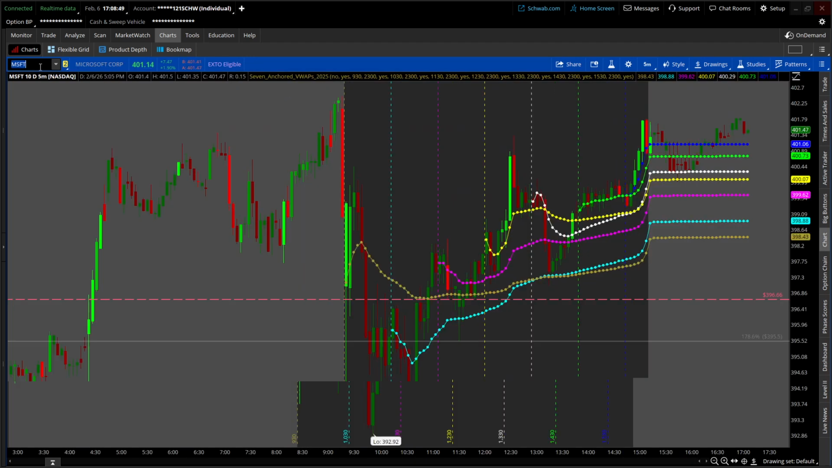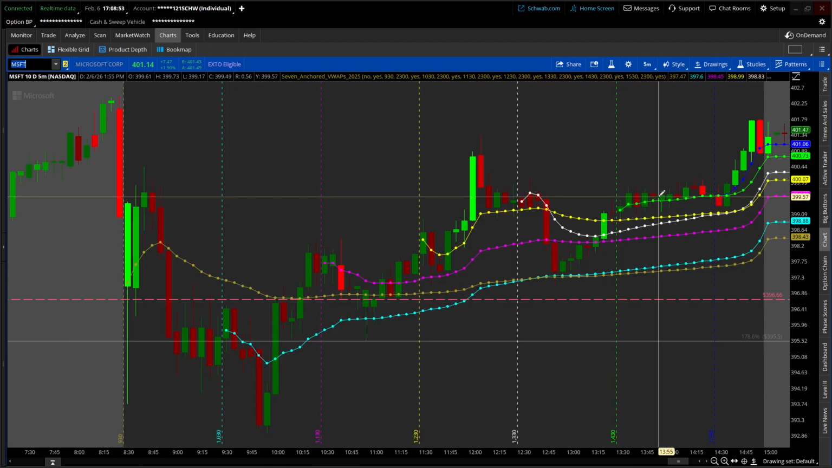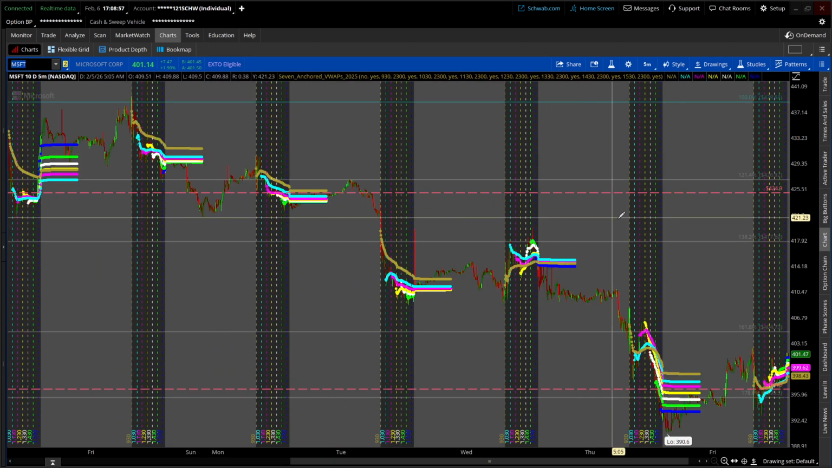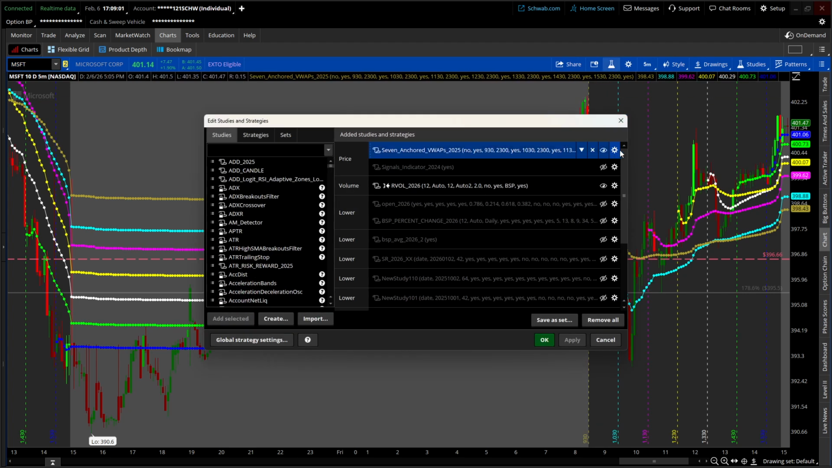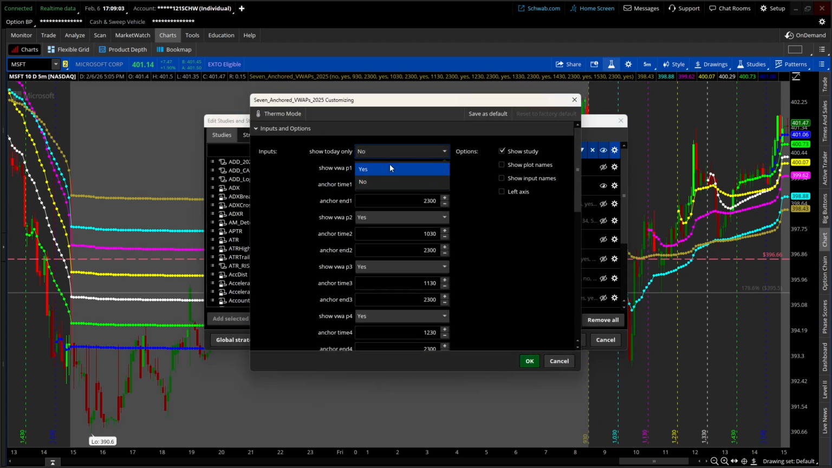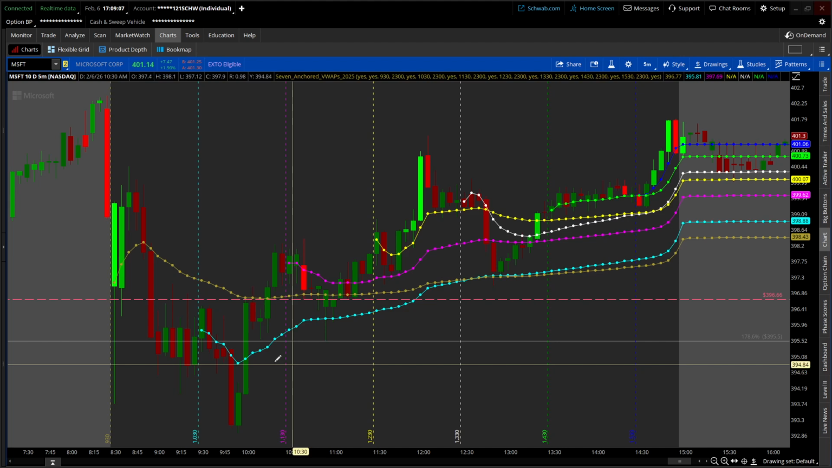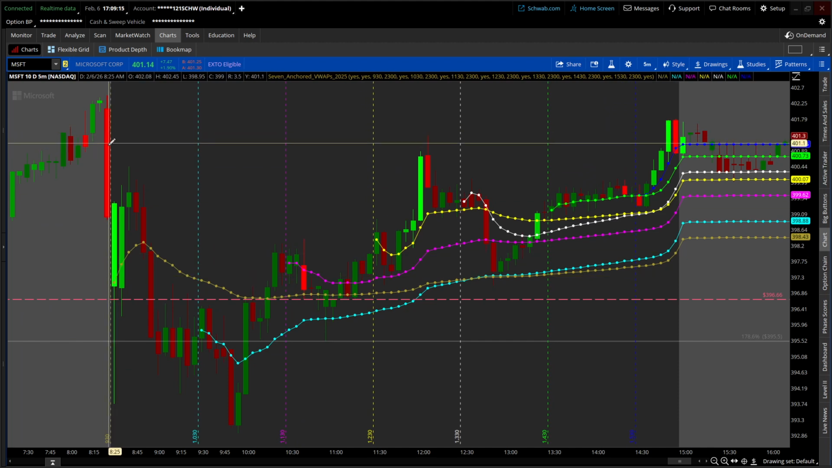Microsoft, MSFT, same situation. It recovered just like everything else recovered from yesterday. I thought I shut that off. Yes, so only today. So it recovered like everything else. It dropped. People took profit basically right before the open.